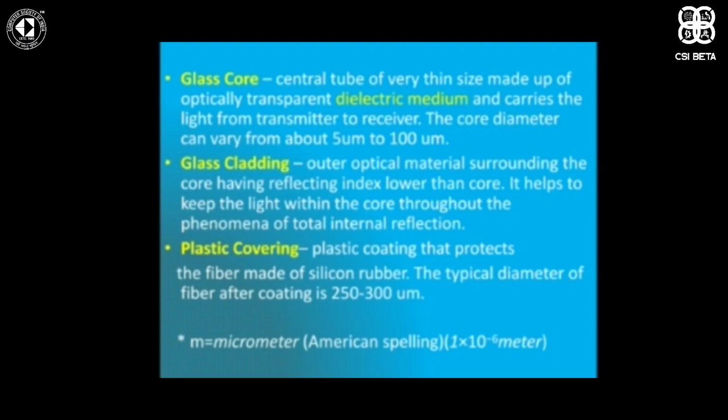Glass cladding. The outer optical material surrounding the core having a refractive index lower than core. It helps to keep the light within the core through the phenomenon of total internal reflection. Plastic covering. Plastic coating that protects the fiber, made of silicon rubber. The typical diameter of fiber after coating is 250 to 300 micrometer.